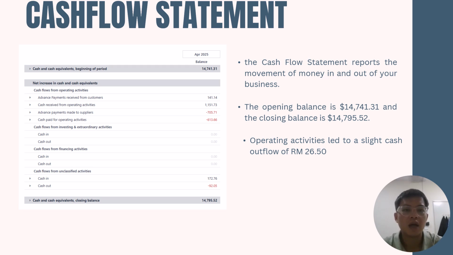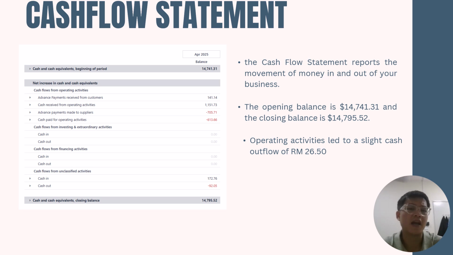Cash inflow: advance payment received from customer totals 141 and 14 cents. General cash received from the operating activities added another 1,151 and 73 cents. And the cash outflow: advance payment made to supplier amounts to 705 and 71 cents. Cash paid for other operating activities totals 613 and 66 cents. So the net cash from operating activities shows a positive impact, meaning more cash came in than went out.